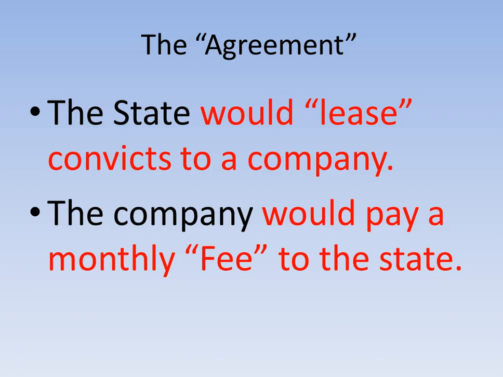So the state gives you labor, the company will give the state some money for that labor. That is who these companies are: mining companies, sometimes plantation owners. Sometimes the state just used the convicts just to build roads. But this is how convict leasing works. This is how that system goes.